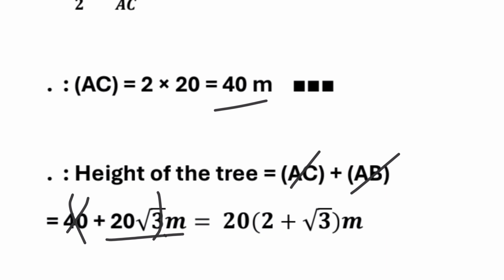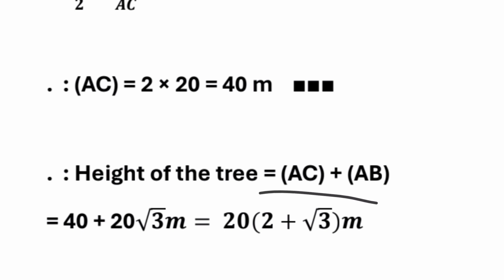Okay, then we take here 20 common, see here. Therefore bracket 20 into 40. So here 2 plus, we have taken 20 outside here. So remaining root 3, bracket complete, meter. Therefore total height of the tree is 20 bracket 2 plus root 3 meter.